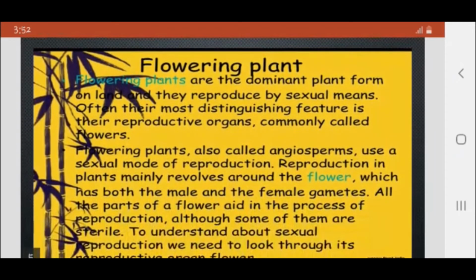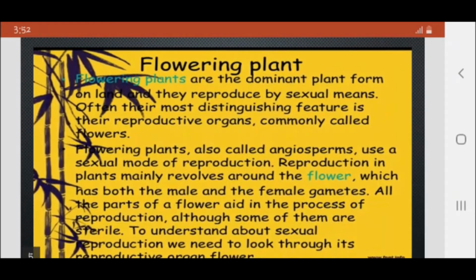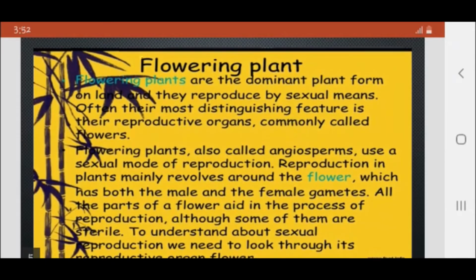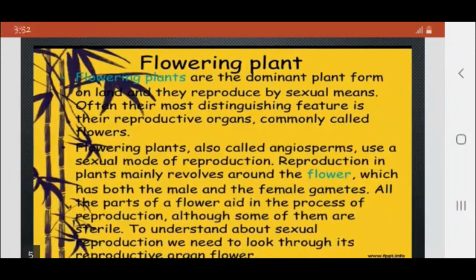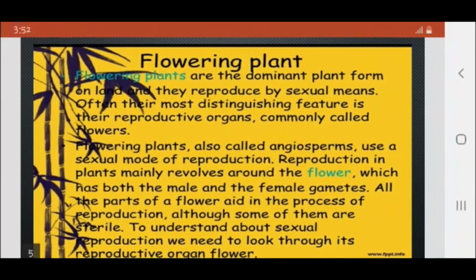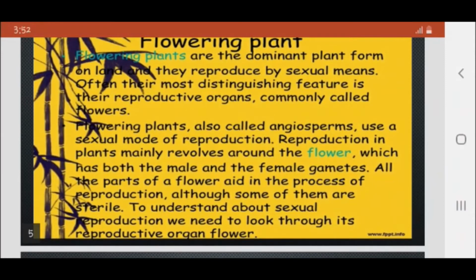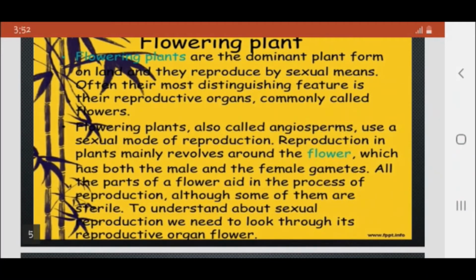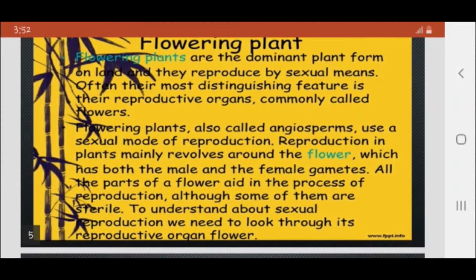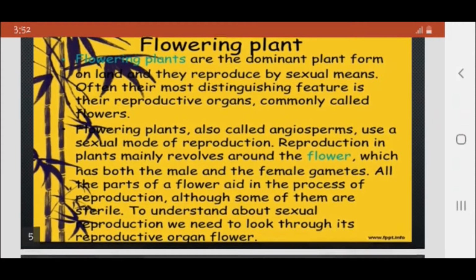What is a flowering plant? Flowering plants are the dominant plant form on land and they reproduce by sexual means. Often their most distinguished feature is their reproductive organ commonly called flowers. Flowering plant, also called angiosperm, use a sexual mode of reproduction. Reproduction in which plant mainly revolve around the flower, which has both the male and the female gametes. All the parts of the flower aid in the process of reproduction, although some of them are sterile.